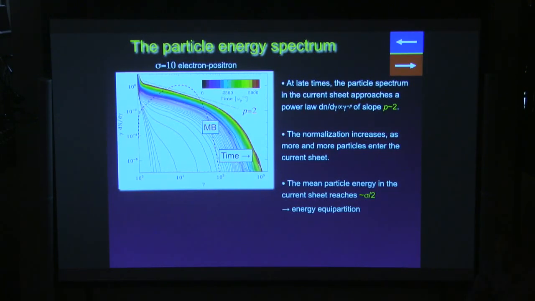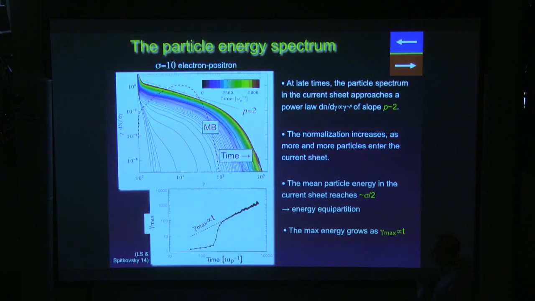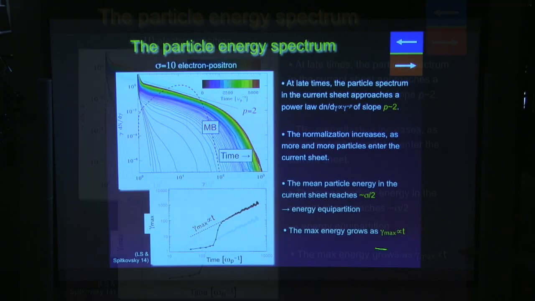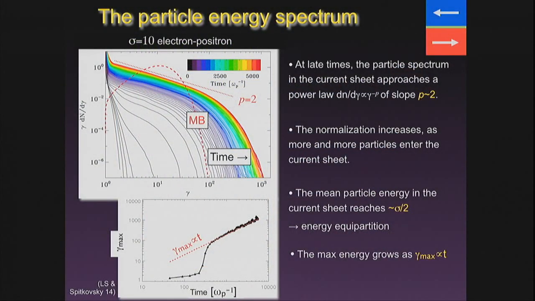We can measure how fast this goes, and it goes linear with time, which is very promising for accelerating particles at a fast rate. The rate of particle acceleration, the speed at which the highest energy evolves, is related to the inflow speed into the reconnection region. But the important thing is that this goes linearly with time. So it's promising for fast acceleration in a relatively short time.